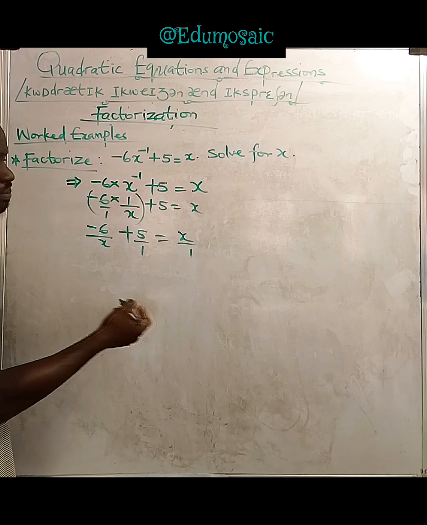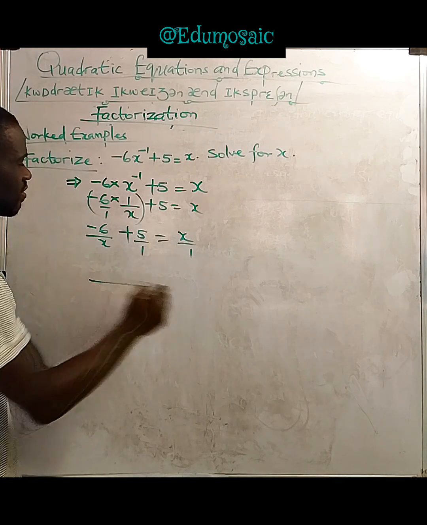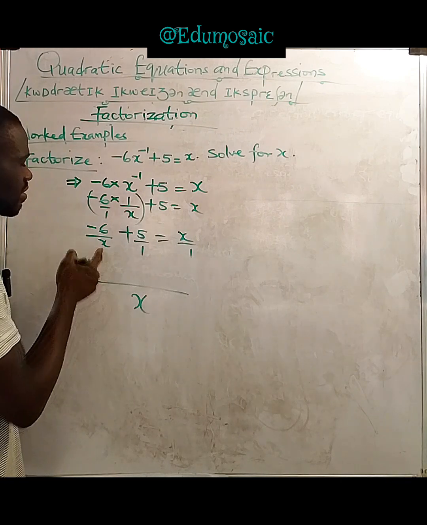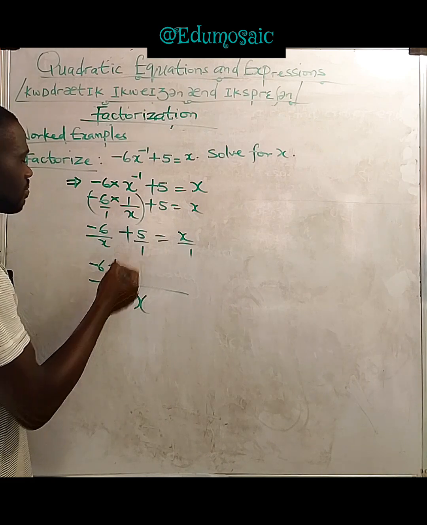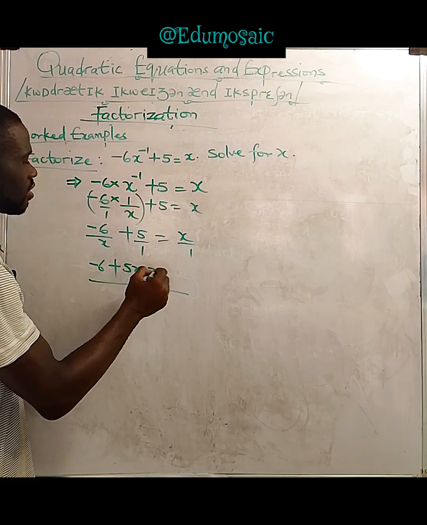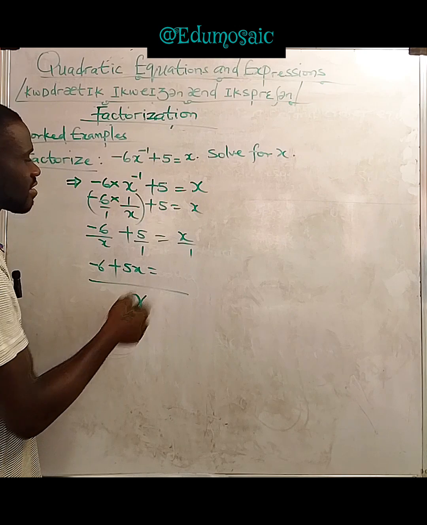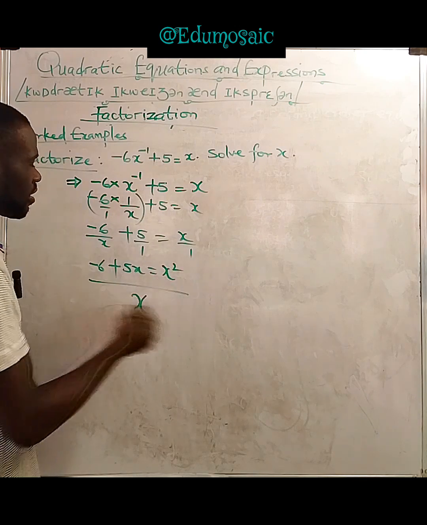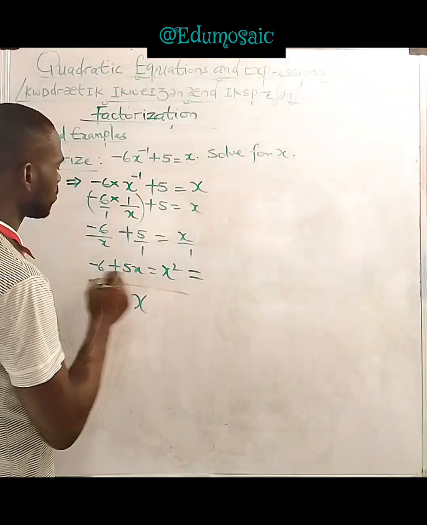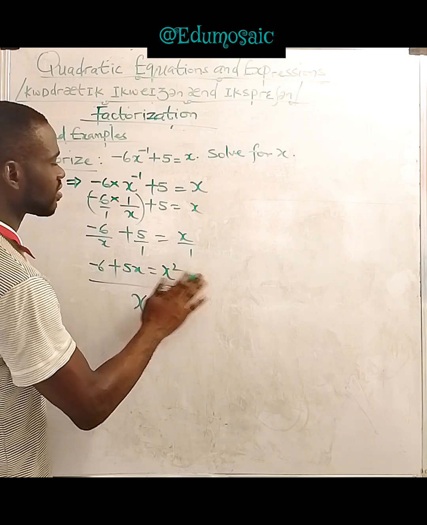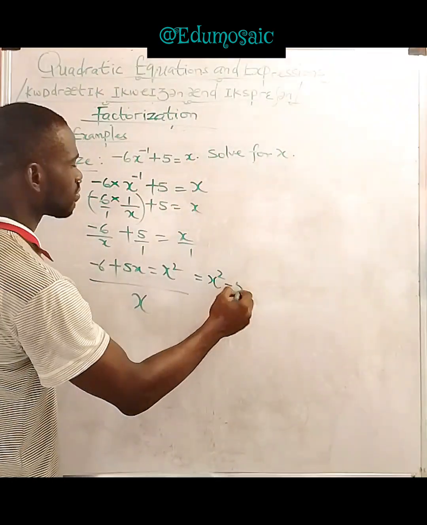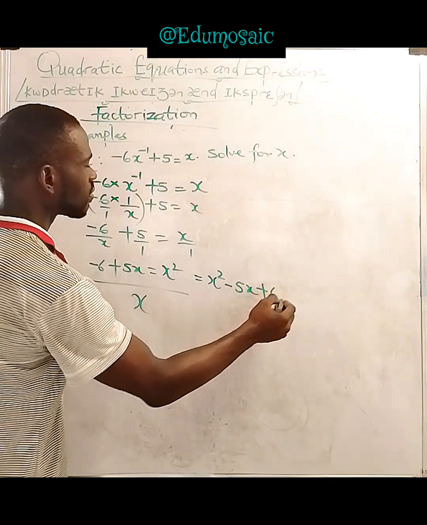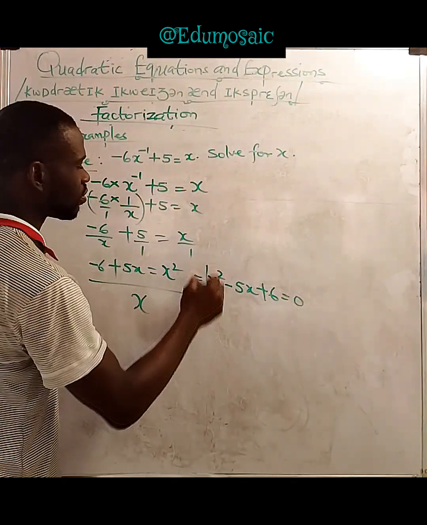So just get the LCM. x times 1 and 1 is x. x and x is 1. This minus 6. 1 and x is x, and 1 times 5 is 5x. 1 divides x is x, x times x is x squared. It has become quadratic. So what do we have? We'll send this one to the other side. We'll send them over here. That's x squared minus 5x plus 6 equals 0.